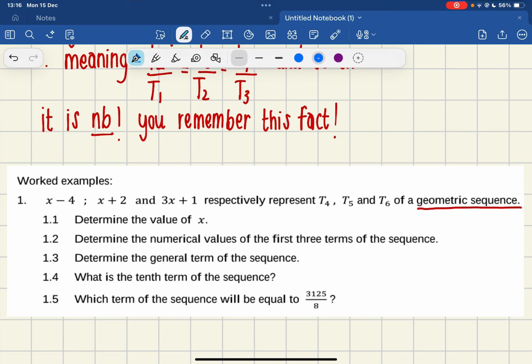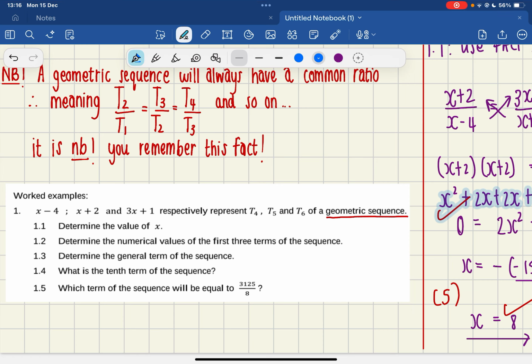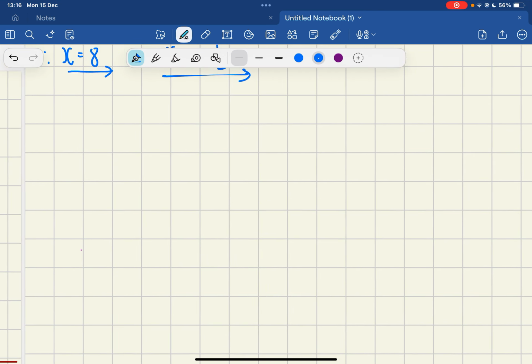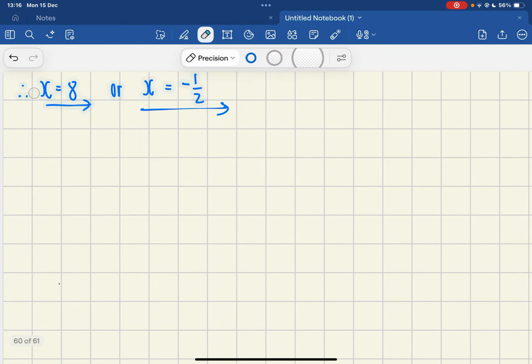asks us, determine the numerical values of the first 3 terms of the sequence, because they told us that this is actually, oh yes, this is actually T4, T5, and T6. So they want us to find T1, T2, and T3. And what do we know so far? What we do know so far, boys and girls, is that x is equal to 8 or negative a half, right?